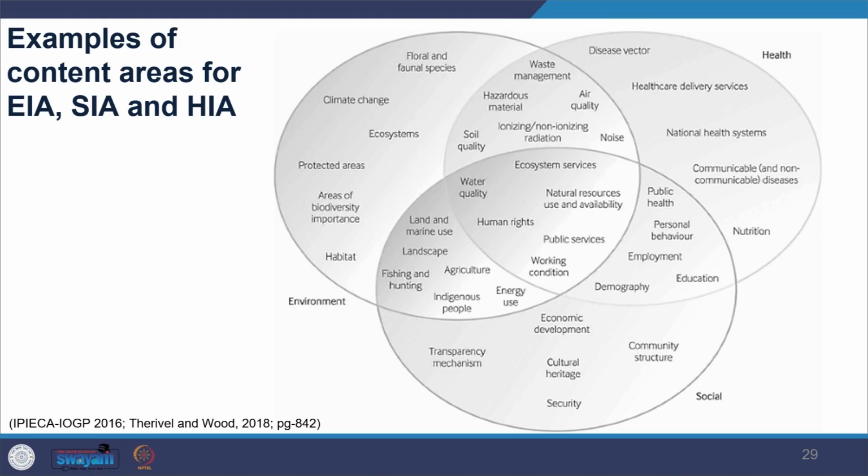So what condition is there? What's the physical environment? What kind of impact will it have on health? What social environment is there? What kind of impact will it have? What might it lead to when any kind of impact happens?